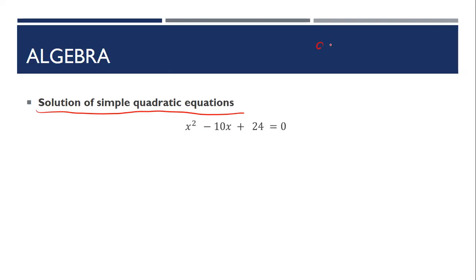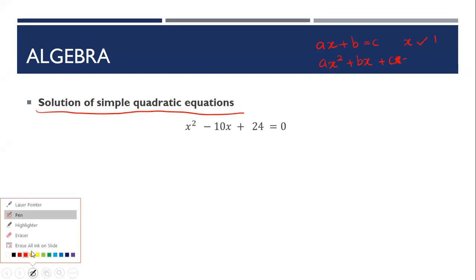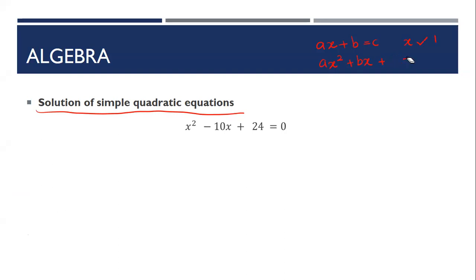So when it is a linear equation a plus b is equal to c, we are getting x one value. When there is a quadratic equation ax square plus bx plus c is equal to d, we are getting two values.